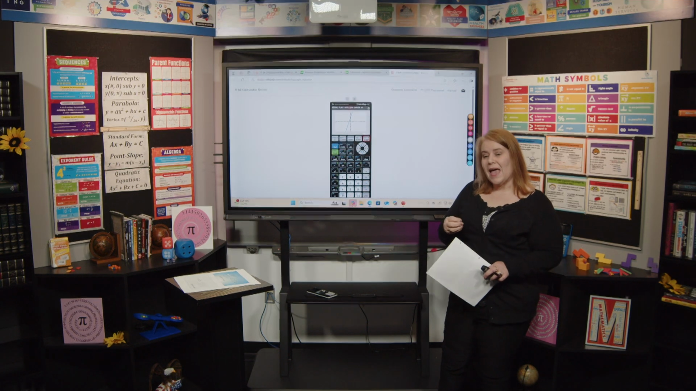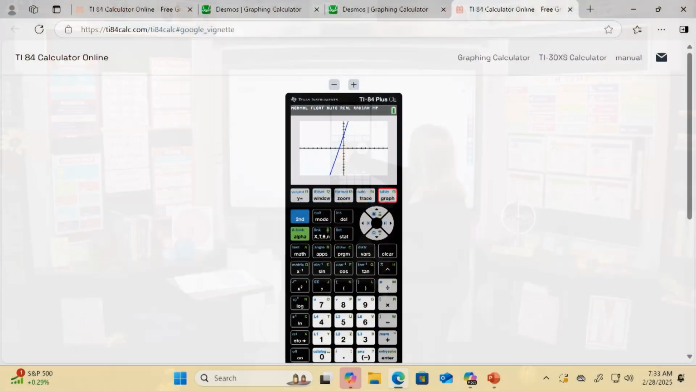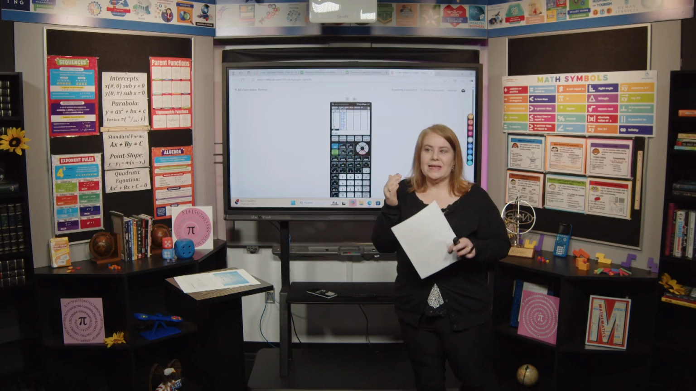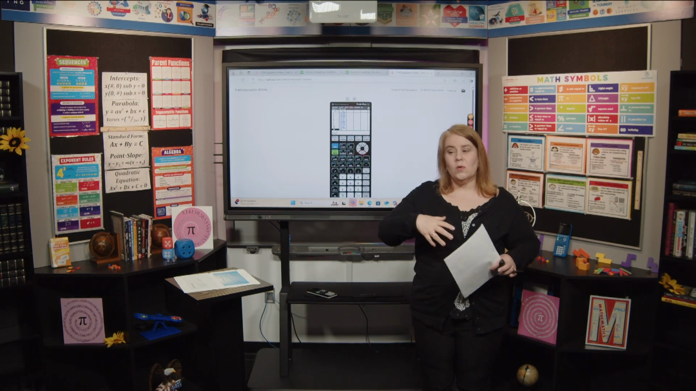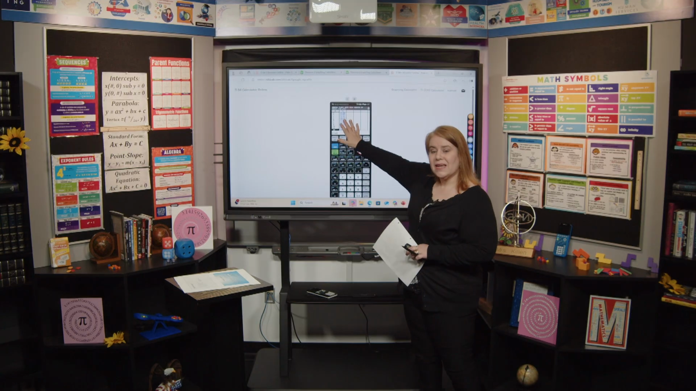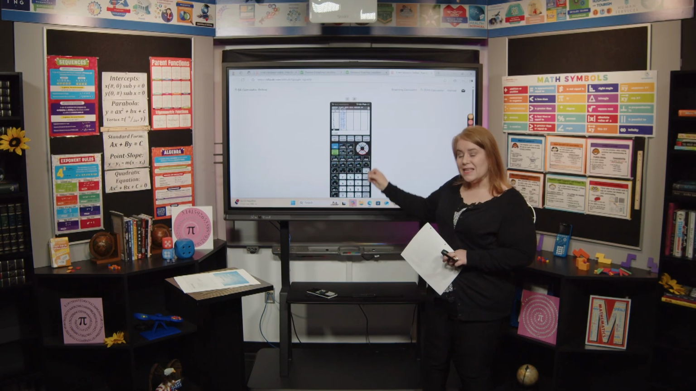So since my table is blue, I'm going to hit second table. There's my table. I'm going to scroll down to where my x is 12, and I get the same thing as 73. Now, one thing about my table in my calculator, which is different than the table on my Desmos, is I have a hard time finding my fractions in my decimal numbers.